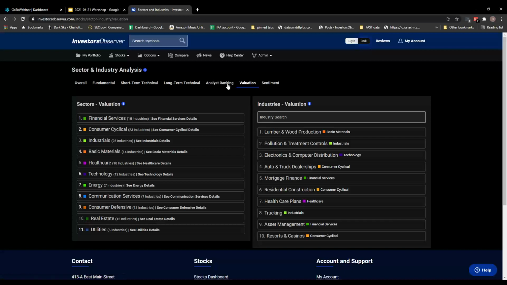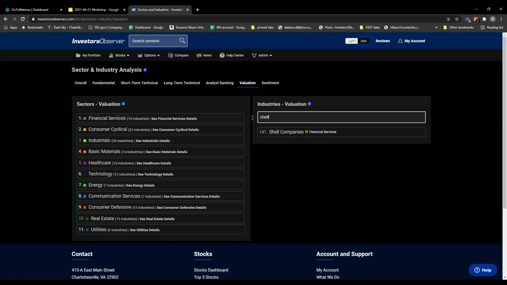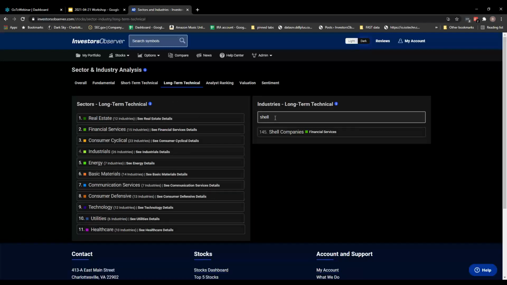Okay, it's not super surprising, but if you want to look at, say, shell companies, which is your SPACs, it's 141 out of 146 in terms of valuation. Also 145 out of 146 in terms of long-term technical. Okay, that's just been absolutely smashed recently. CCIV is not the only one that has fallen off a cliff like that.